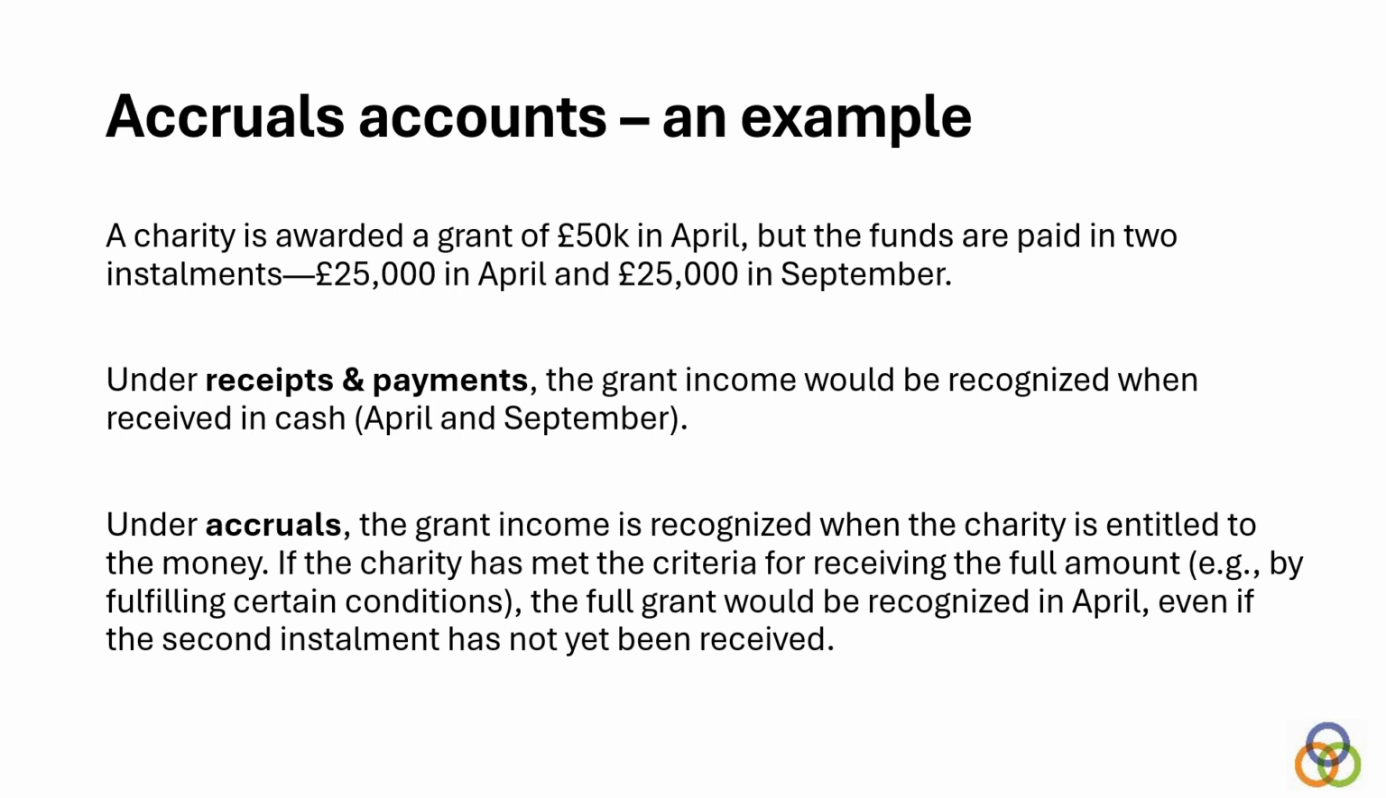Under accruals accounts, the grant income is recognised when the charity is entitled to the money. And so if it's met the criteria, it would be recognised in full, even if the second instalment hasn't been received. And this often throws people. It's not terribly helpful, but we are where we are. Again, always get a really good, lovely, friendly accountant who's going to be able to explain to you, and then your comfort zone will stretch, your understanding will stretch.